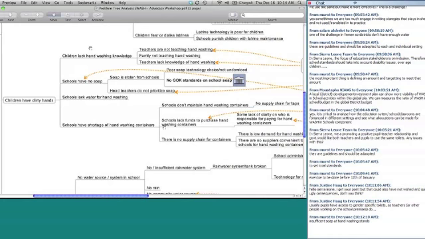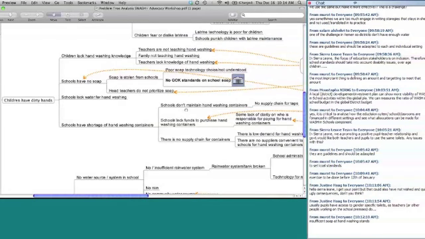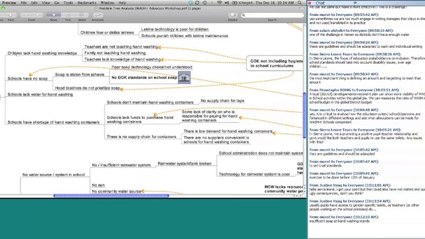And then again, at that level, we asked why. So you keep going down, you ask why. So for children lack hand washing knowledge, why do children lack hand washing knowledge? Teachers are not teaching hand washing, families are not teaching hand washing, teachers lack knowledge. For schools have no soap, we thought soap is stolen, or head teachers do not prioritize it. So you can see that for each level, you go down and you ask why.